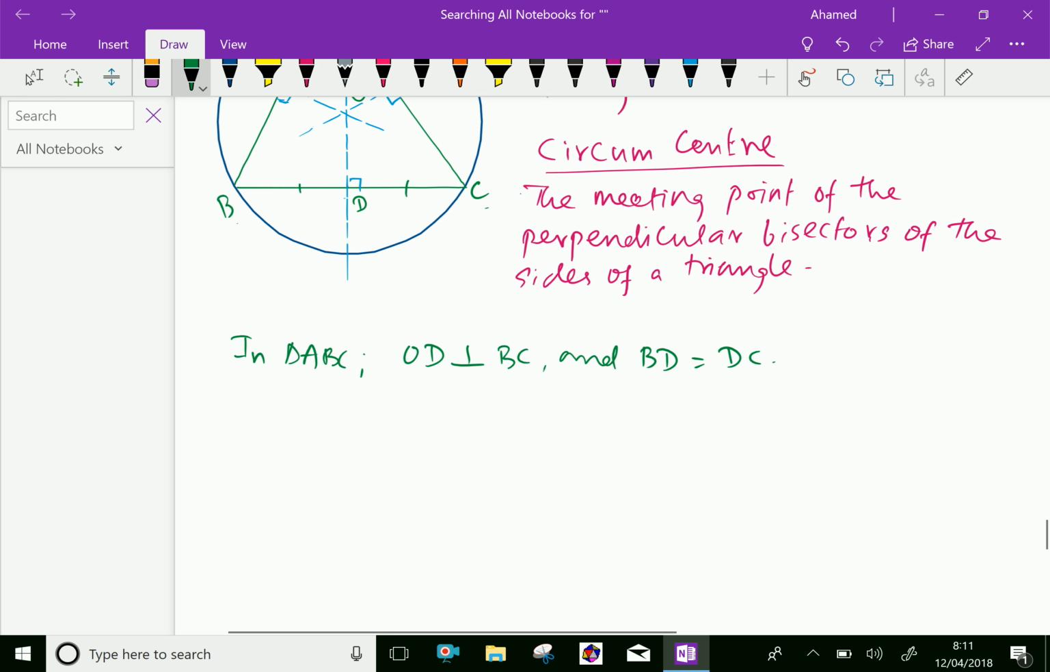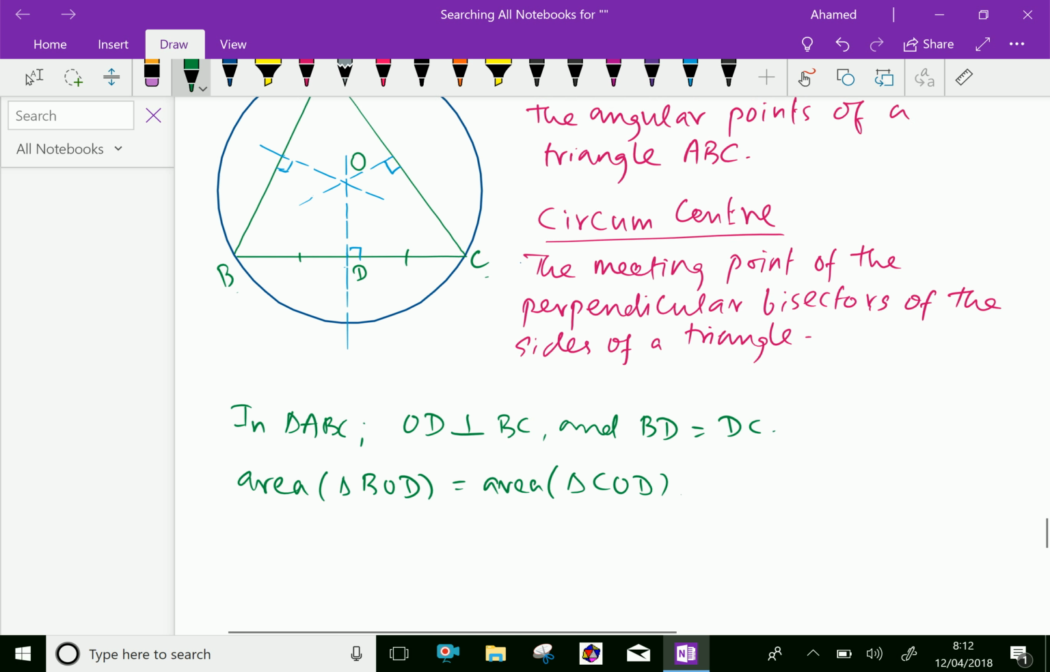Now, the area of triangle BOD is equal to the area of triangle COD. Since BD is equal to DC and OD is common and perpendicular, the area of triangle BOD is equal to the area of triangle COD.